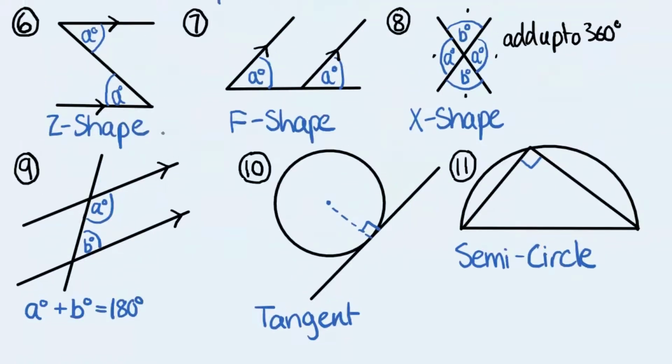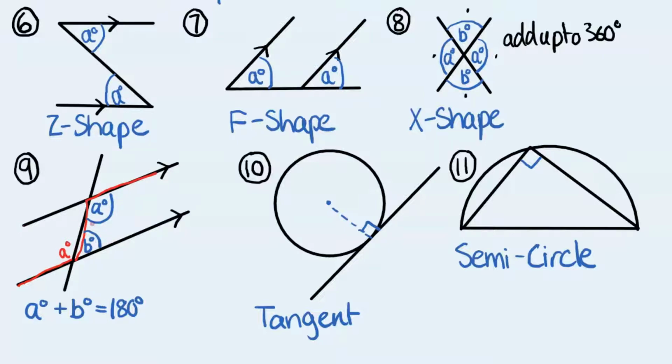So rule 9 is actually quite similar to rule 6 about the Z shape, because if I draw this shape here, we can do this. We go like that, and we can make a Z shape just like that. Okay, so what that is saying, if this angle is A, then this angle here will also be A. Okay, so that's how that works.